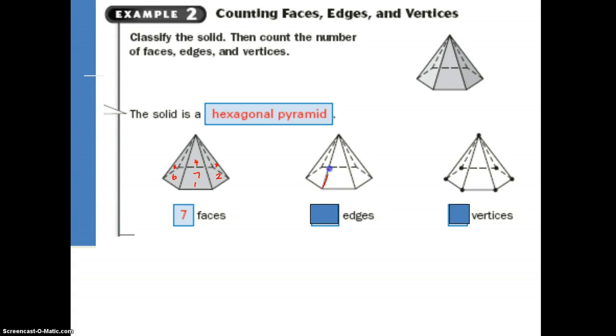The edges are the line segments that connect the faces, so like right there, so that's 1, here's 2, 3, 4, 5, 6. And we go to the bottom. 7, 8, 9, 10, 11. I'm going to say there are 12 edges. Vertices are the points that connect the edges. So there's 1, 2, 3, 4, 5, 6, and then the top point. 7 vertices, sorry. 6 on the bottom, and then we can count the top, which is 7.